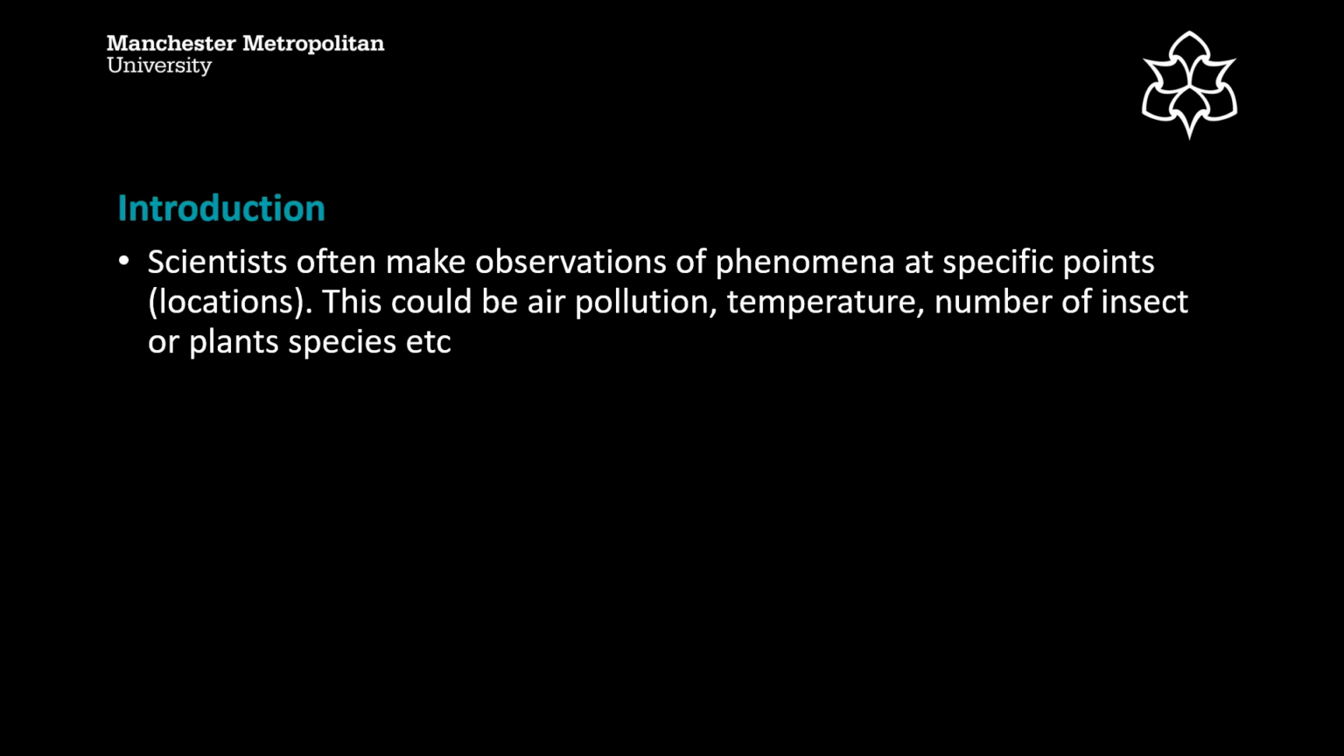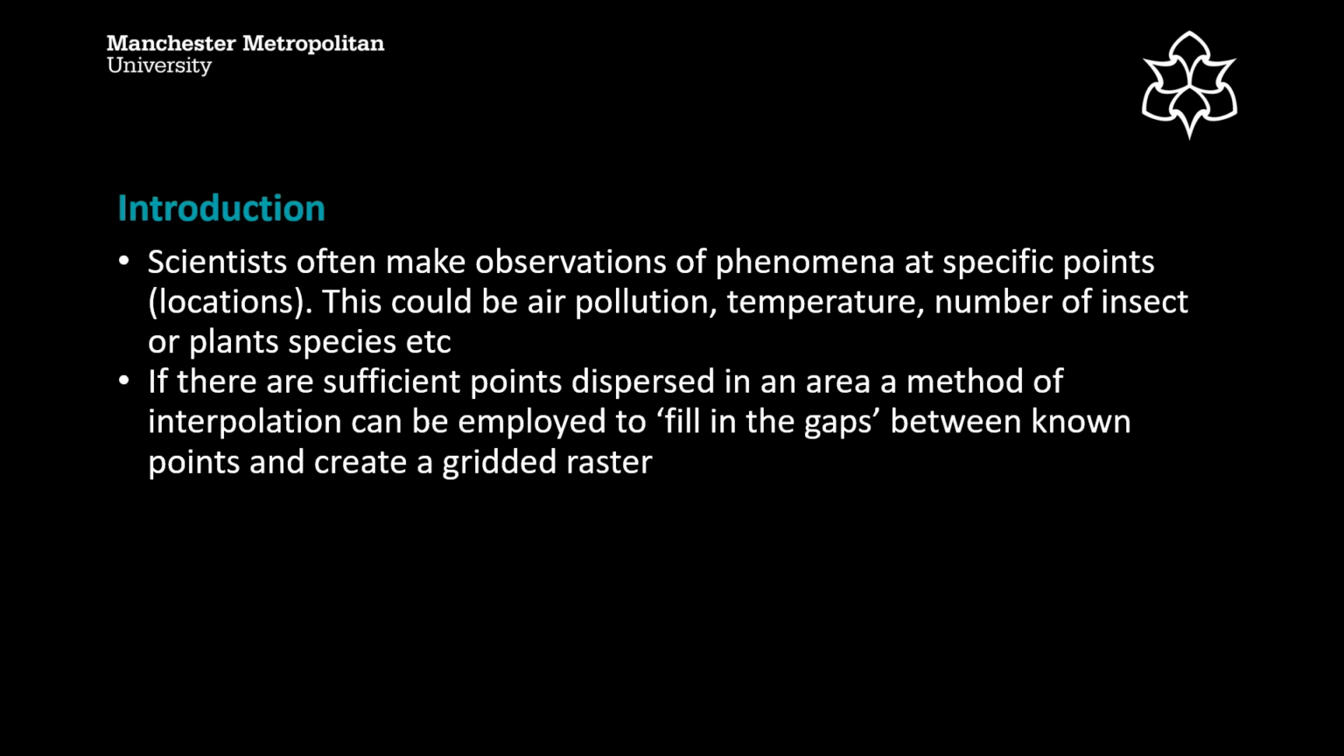So scientists will often make observations of phenomena at different locations, and this could be of anything, depending on whether you're a chemist or a biologist or a geographer. It can be air pollution, temperature, number of insect or plant species. And scientists will often take these measurements based on a field methodology. So it could be a regular grid pattern, or it could be random locations.